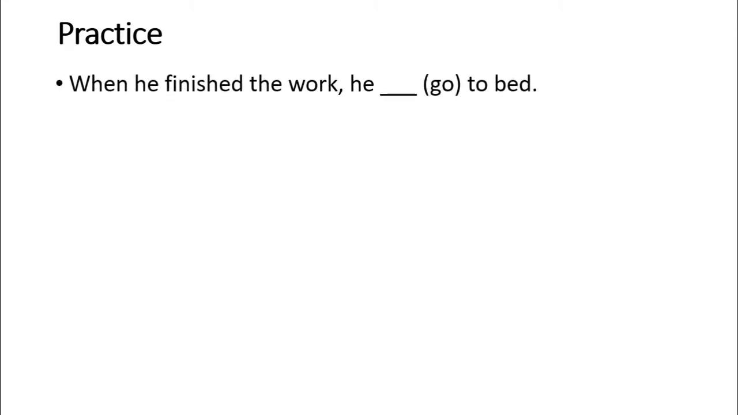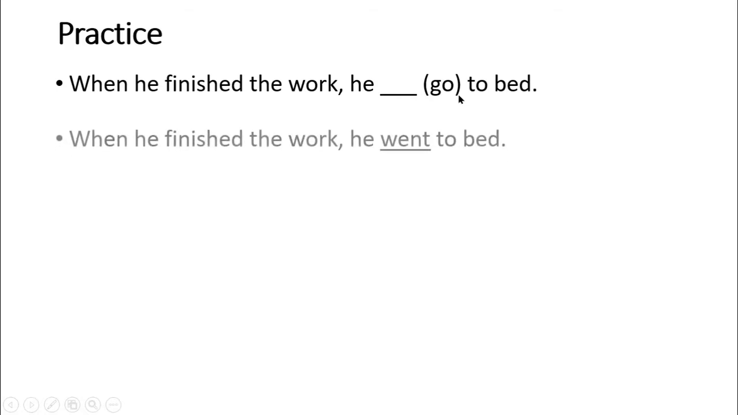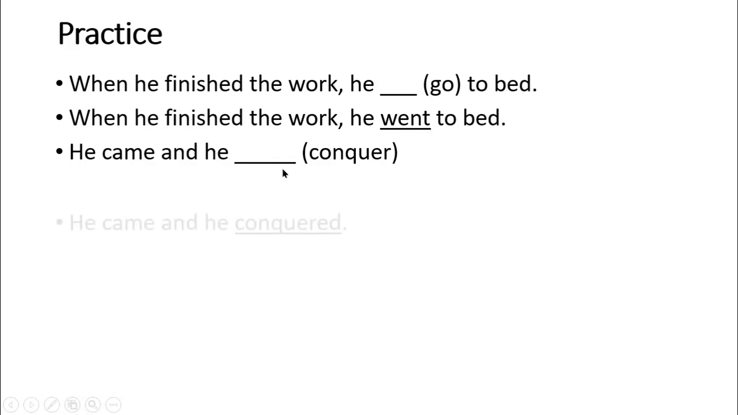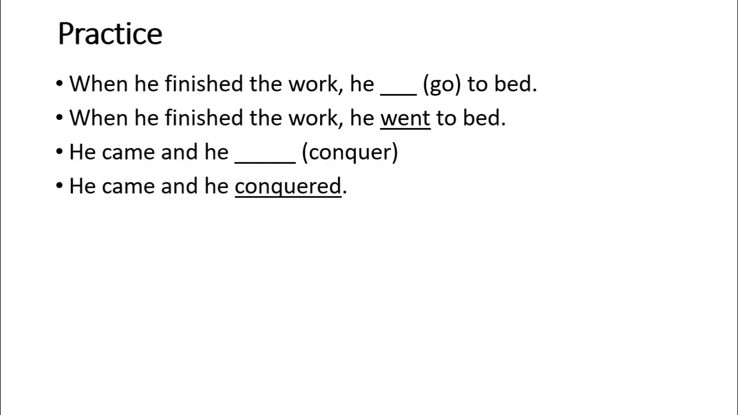In the very beginning of this lecture, that means in the first part, we have some practices on the basis of right form of verbs. So here you have some sentences. Here you go. So when he finished the work, he dash go to bed. So dear boys, when we have a clause written in past form, the next clause will also be written in past tense. So the answer is when he finished the work, he went to bed. Okay, the next one, he came and he dash. So the first clause is written in past tense. The next clause will also be in past form, right? So the answer is he came and he conquered.